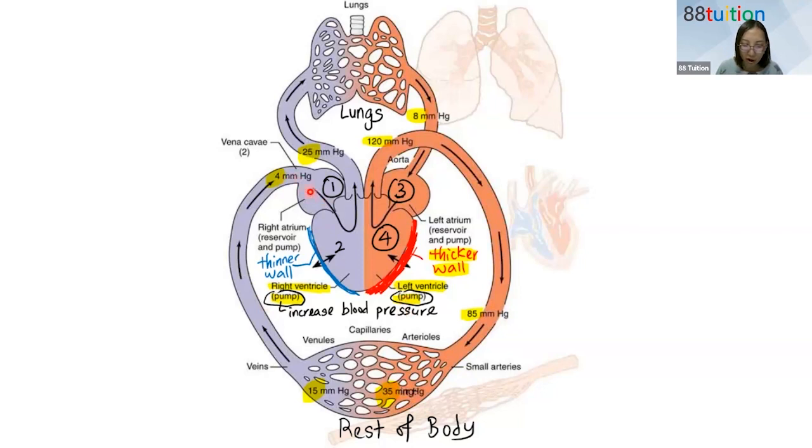For instance, after going through the right ventricle, you'll go up to 25. Then the left ventricle, instead of 8, you'll go all the way to 120. So the left ventricle is the most powerful one. It is really very powerful. It has the thicker wall compared to the right ventricle. So here, thicker wall, here, thinner wall. But both are pumps that will increase the blood pressure.